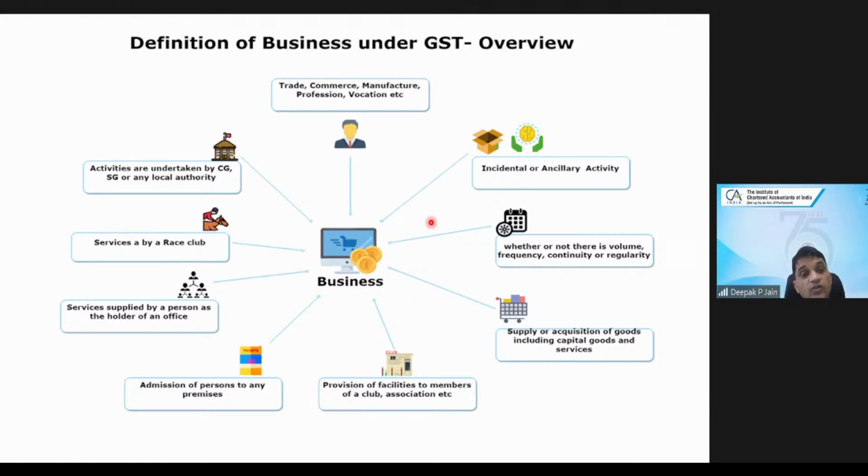Because 7(1)(a) says that it should be for a consideration and should be in the course of furtherance of business. So if we argue that transportation is not your business, then you will say that this is outside the scope of the business definition, outside the scope of supply, so I will not pay GST. To avoid such a situation, they have said that any incidental or ancillary activity is also your business. Then if it is business, the consideration you are receiving is towards supply, and then GST is also chargeable.